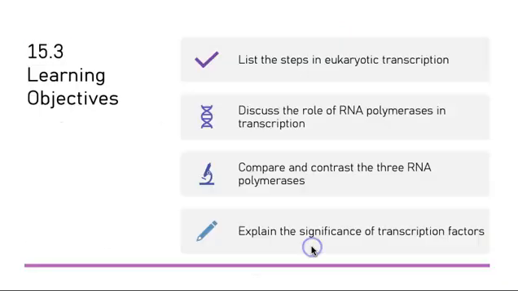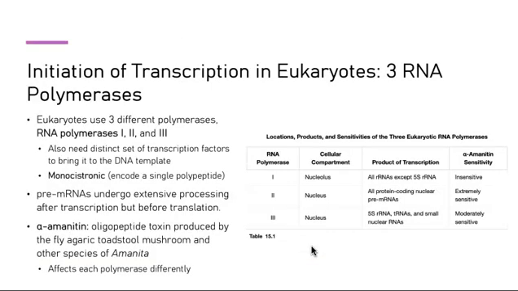Our learning objectives for this section are to list the steps of eukaryotic transcription, discuss the role of RNA polymerases in transcription, compare and contrast the three RNA polymerases, and explain the significance of transcription factors. So we'll start with that first step, which is initiation of transcription in our eukaryotes, and we are going to discuss our three polymerases here as well.